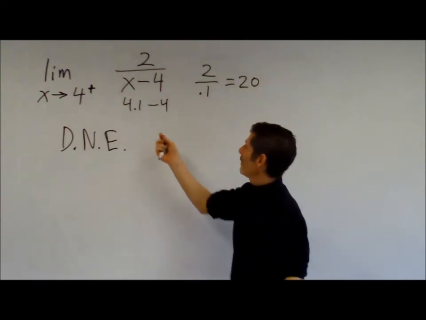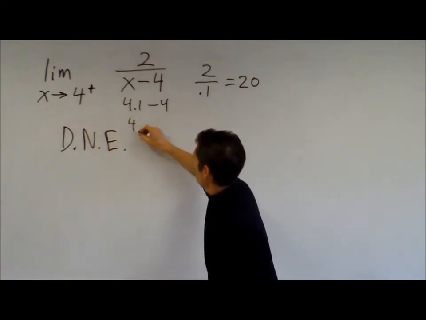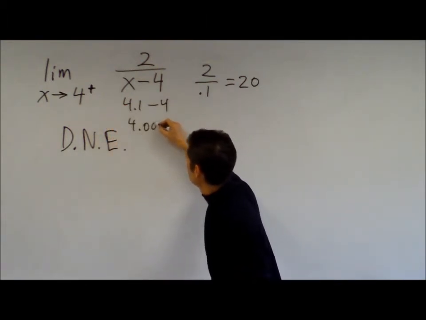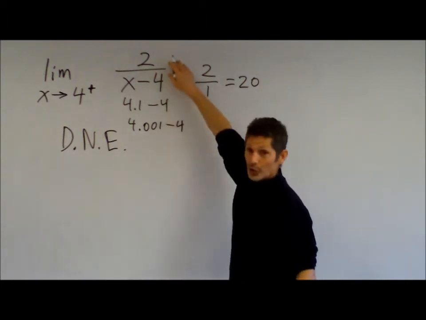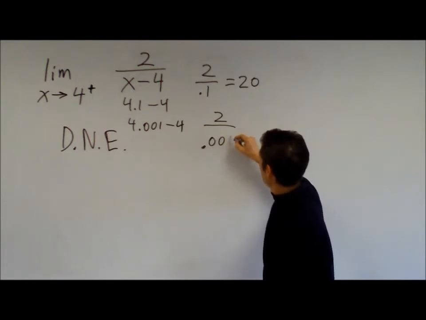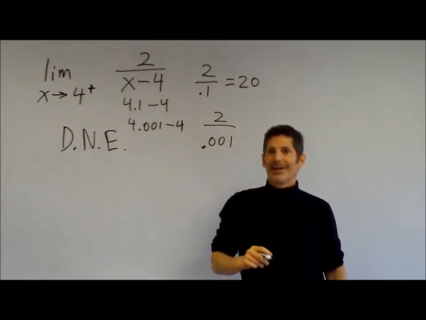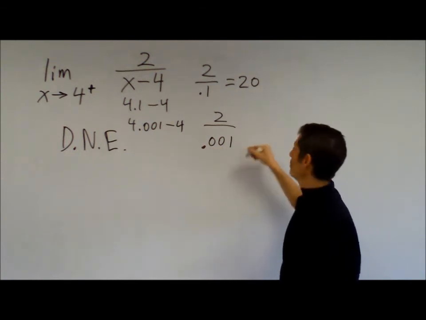But what would happen if I picked something even closer to 4? Because really, that's what I'm talking about. Like if I picked 4.001 and I subtracted 4 from it, I would get 2 over 0.001. That is, let's see, this would be 20, 200, 2,000.